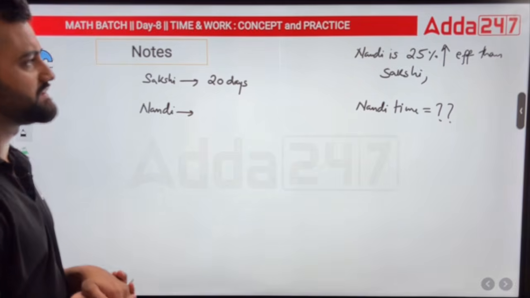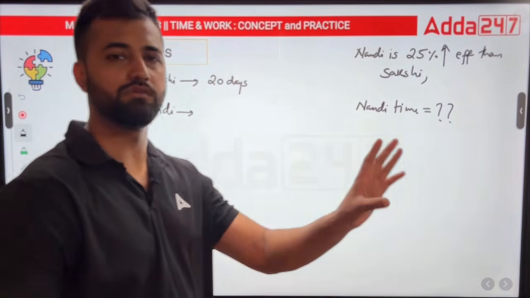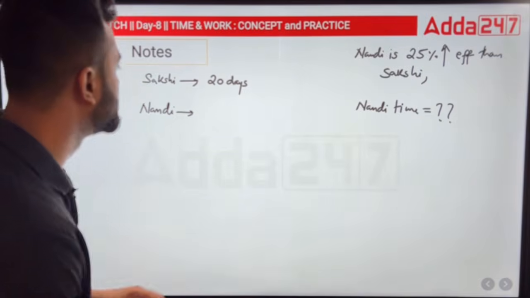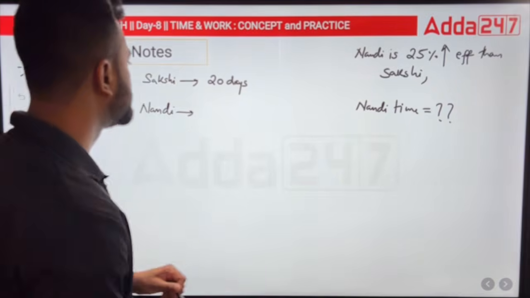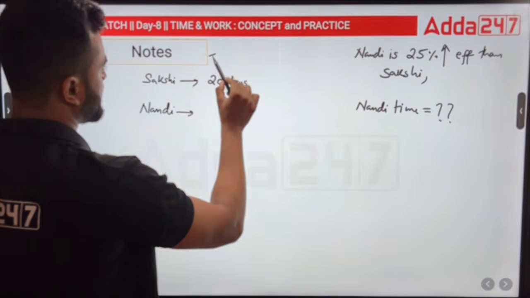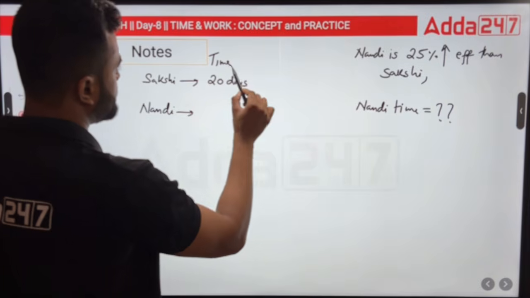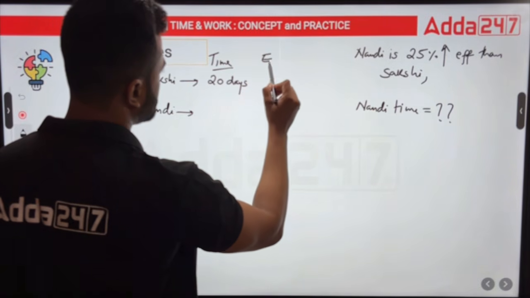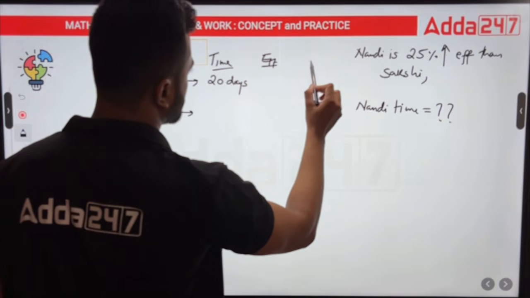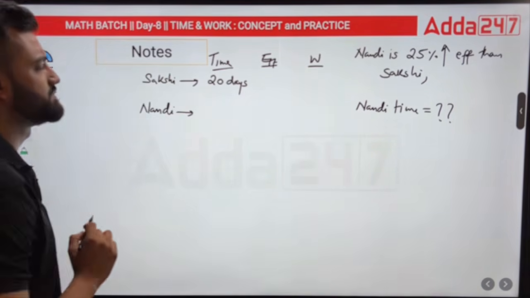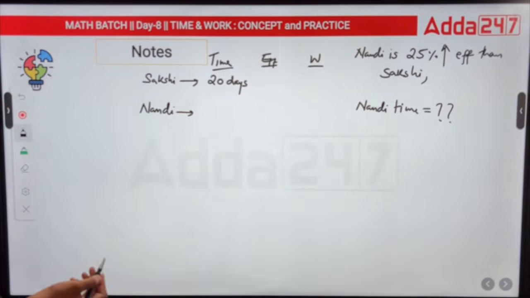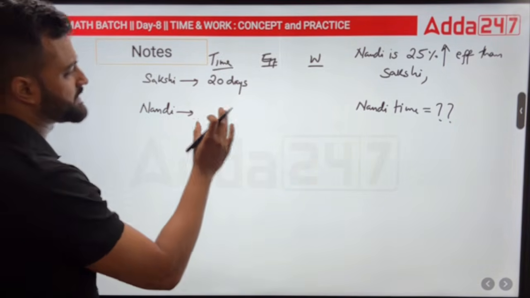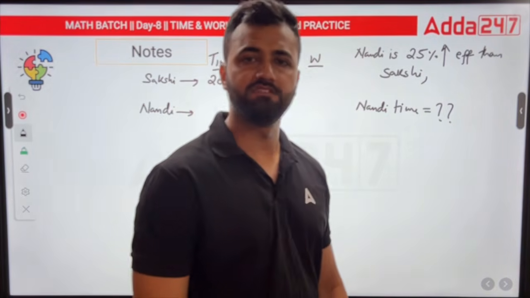So now this is known as reverse engineering. We have to go reverse, ulta jana. How to do it? Let's do it. The first thing is, we have the time here of Sakshi. What do we need? We need efficiency and we need work. Here we don't know the number of days taken by Nandi, so we cannot take the LCM of any number.